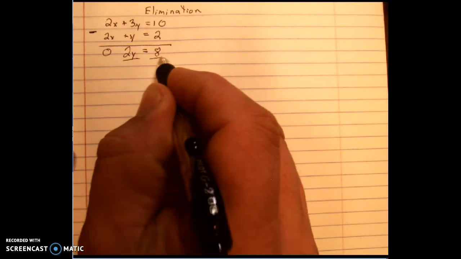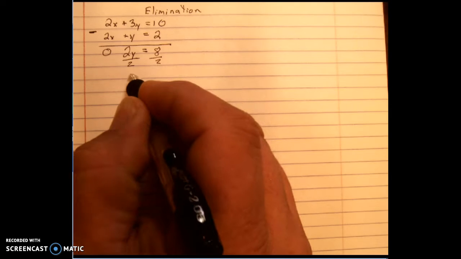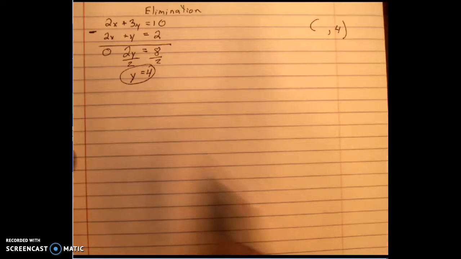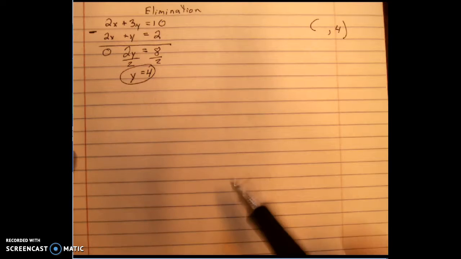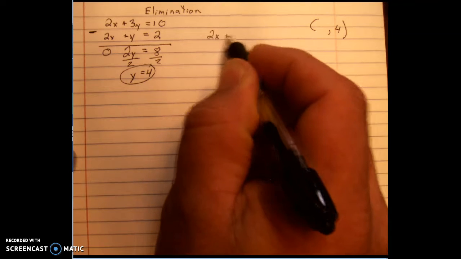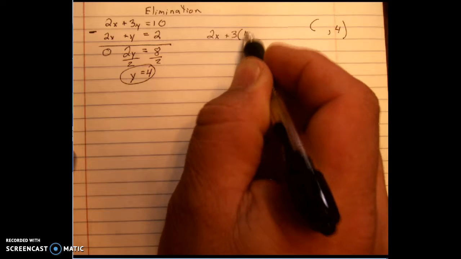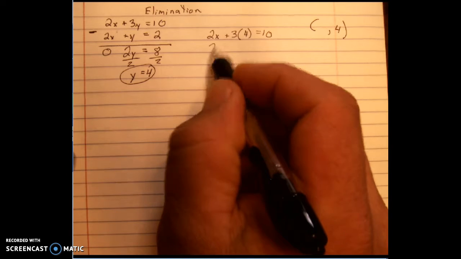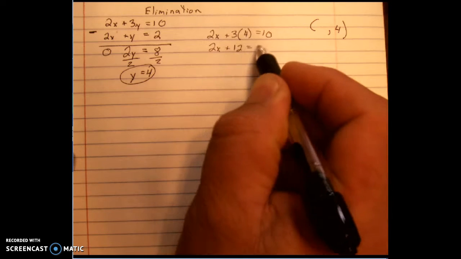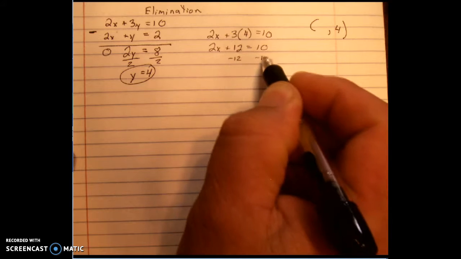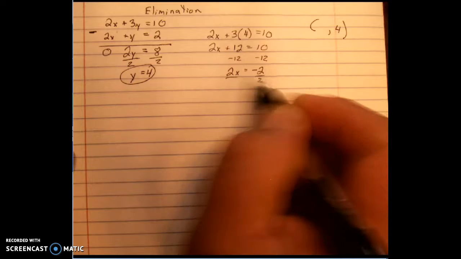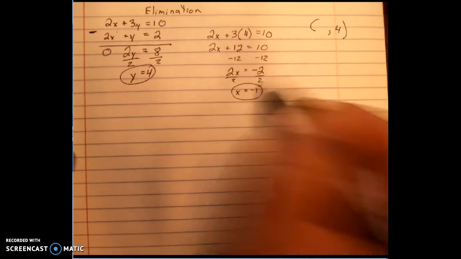I can now divide both sides by 2, and my y is 4. That's half of my answer. How do I find the other half? I plug that back into one of these two equations. So 2x plus 3, and my y is 4, equals 10. Plugging it into the first, just because it was there first. 2x plus 12 equals 10. Subtracting 12 from both sides, 2x equals negative 2. Dividing by 2, x equals negative 1.